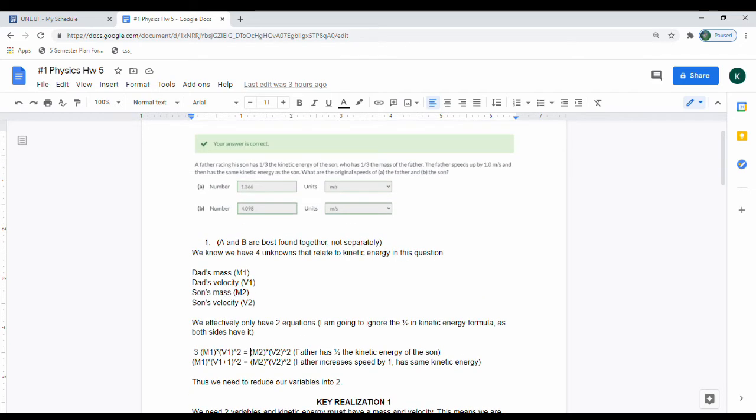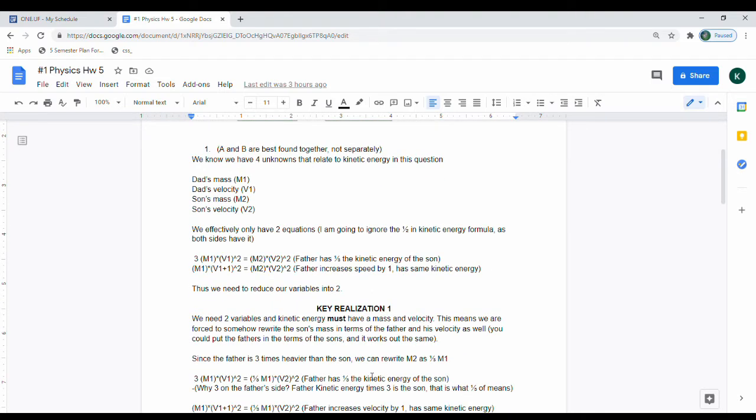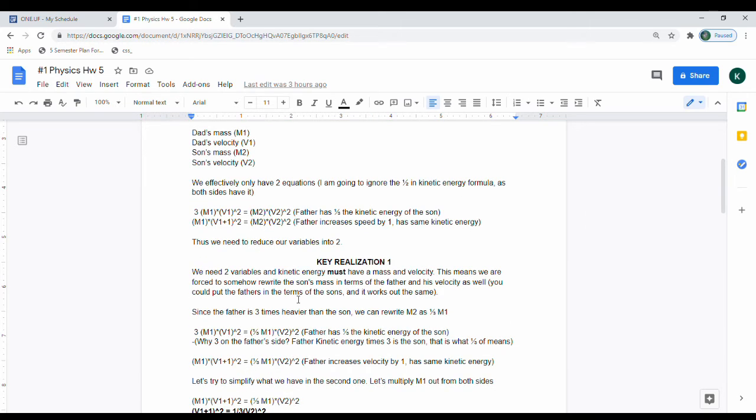And then we know when the father increases his speed by 1, mass 1 times (velocity 1 plus 1) squared equals mass 2 times velocity 2 squared. Again, I'm ignoring the 1/2 because it's on both sides. So we need to find v2. So we need to make this into 2 different variables, as we have 2 equations. So we have to rewrite some of the variables.